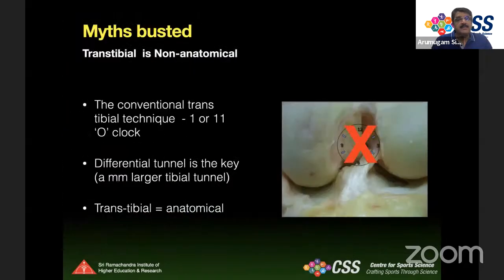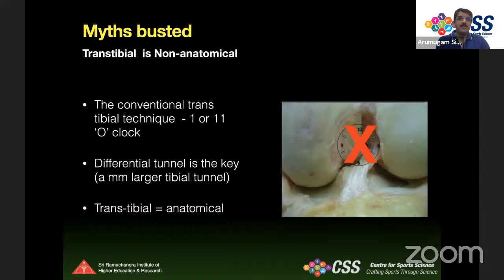Another myth is that the transtibial is non-anatomical. The evolution of ACL reconstruction, you all know, we started with the transtibial technique. Then the transportal came only when the double bundle concept was popularized by Freddie Fu. When we initially started the conventional transtibial technique, we aimed for 1 o'clock or 11 o'clock, and we all know now we don't follow that clock version anymore.